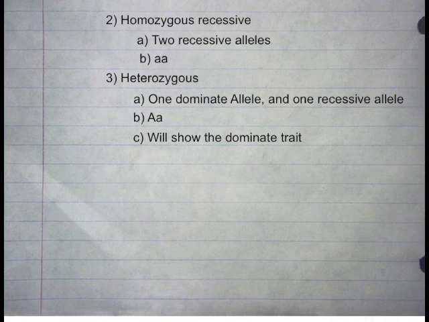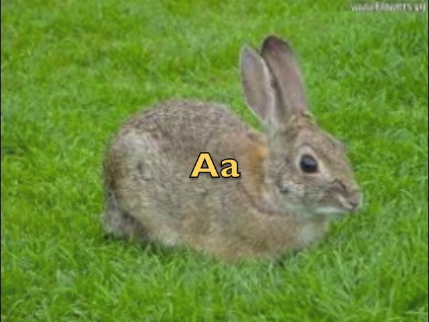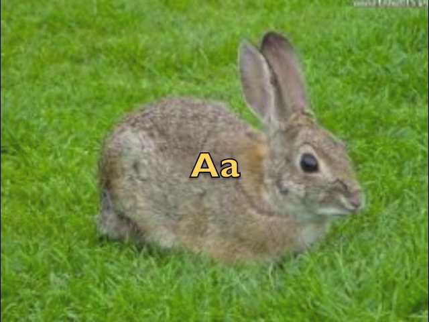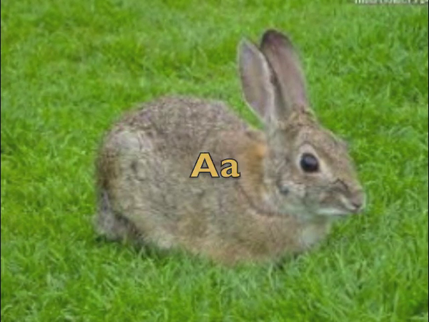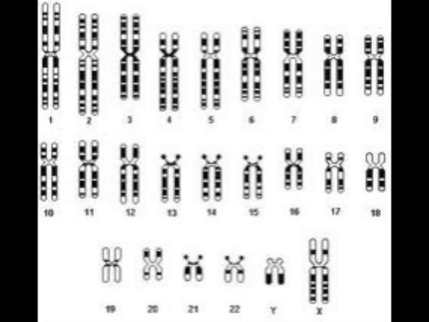Heterozygous, one dominant allele and one recessive allele, big A, little a, will show the dominant trait. Heterozygous individuals have a dominant allele and a recessive allele. However, because they have that dominant allele, they will show the dominant trait, in this case, brown fur. From here, we can begin to predict the combinations that can happen based upon the individual's heterozygosity or homozygosity. However, looking at all traits becomes incredibly difficult given the sheer number of chromosomes within somebody and the sheer number of traits that goes with it.